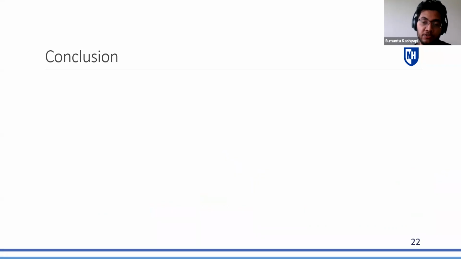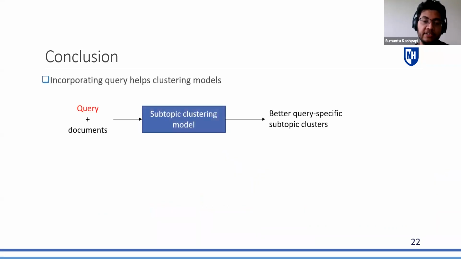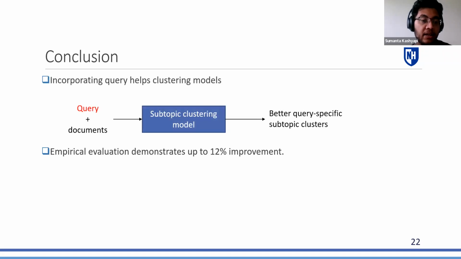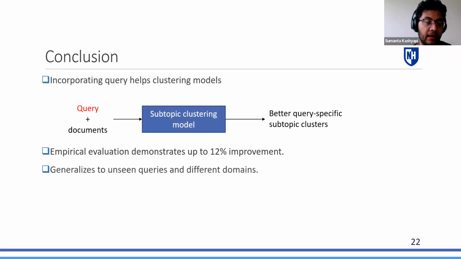So to conclude, you have seen that incorporating query helps clustering models. Also, this is supported by our empirical evaluation that demonstrates up to 12% improvement can be achieved. And also our model generalizes to unseen queries and also to different domains.